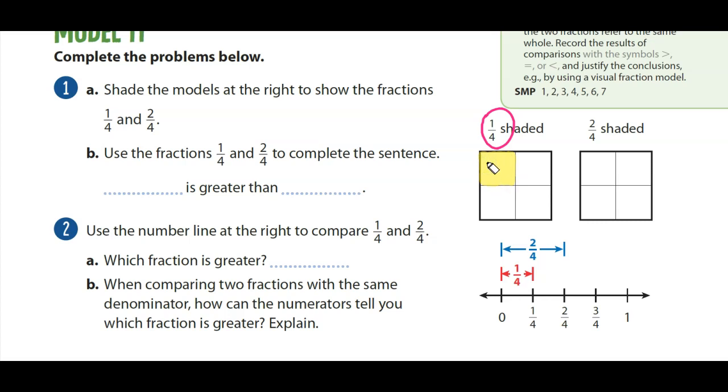Okay, the other one is 2/4. So how many squares am I going to shade in? 2. Does it matter which way? No. I can go like this, right? I can go like this, or like this, or like this. Does it matter? No. I can even do this. Okay?